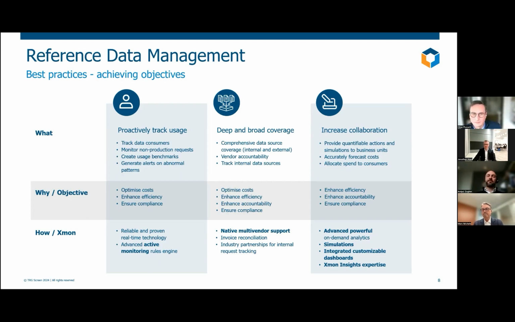So, where to start? With Xmon, there are different ways to integrate. And again, we come back to the point of time to value. What we want to achieve with clients is to get value out of the system as quickly as possible. And we have, over the years, been able to design the technical aspects of the integration to do exactly that, so provide time to value as quickly as possible.